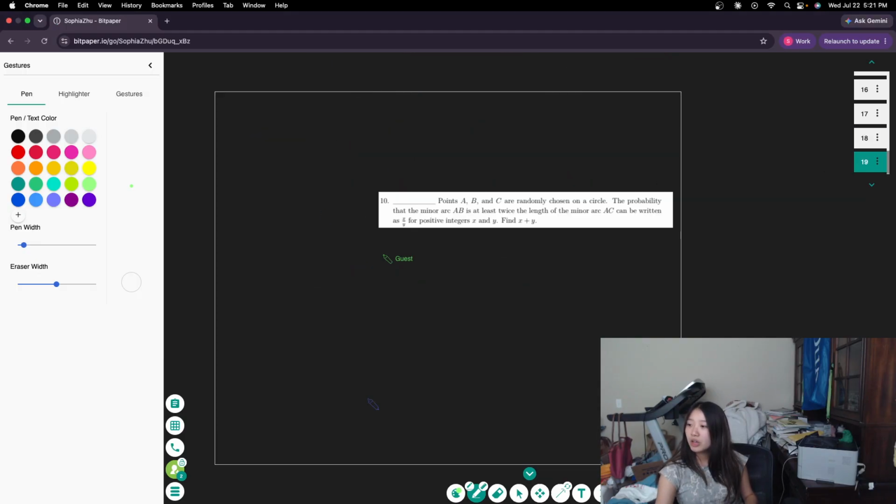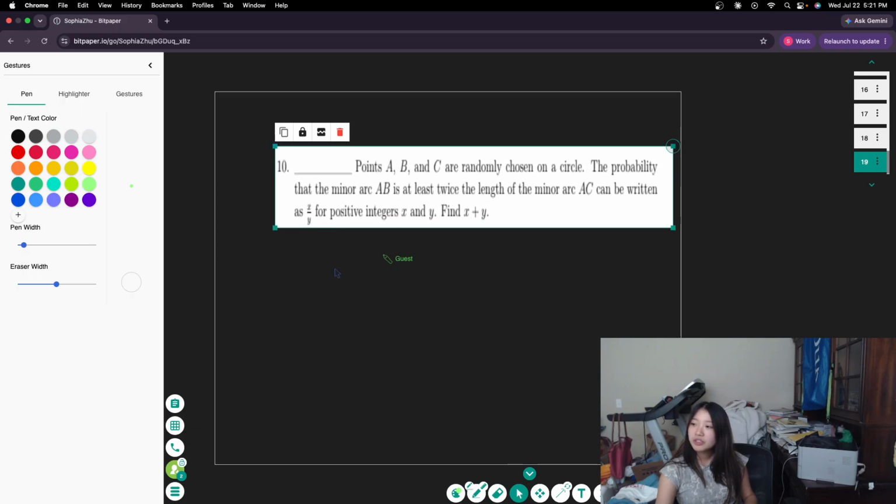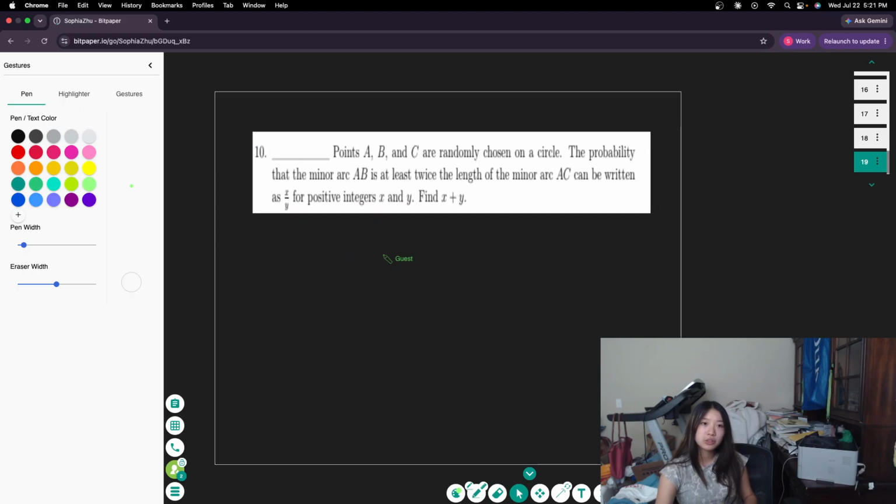And then finally, moving on to our very last problem here, we have something of a geometry problem. I think this might be our first one in this set, actually. So first let me read the question. Points A, B, and C are randomly chosen on a circle. The probability that the minor arc AB is at least twice the length of the minor arc AC can be written as x over y for integers x and y. Find x plus y.